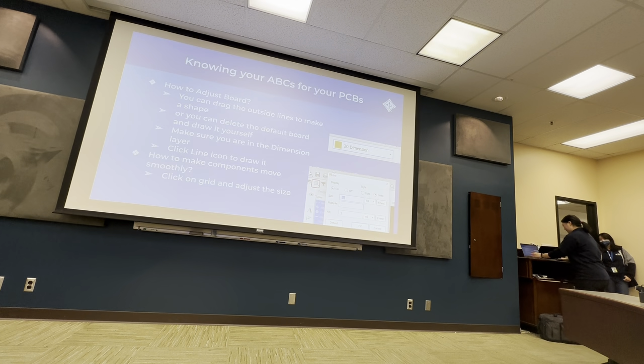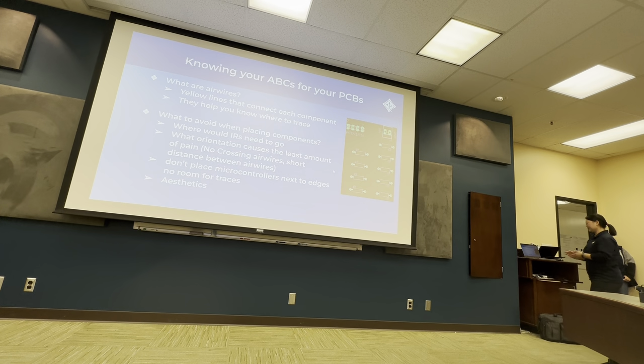So, moving on. I mentioned air wires before. So what are air wires? They're basically the yellow lines that connect each of your components. These correlate to what's on your schematic, which is called nets. But later, when you draw the physical line out, it's going to be called traces. They're all the same thing. They just help you connect each component together.